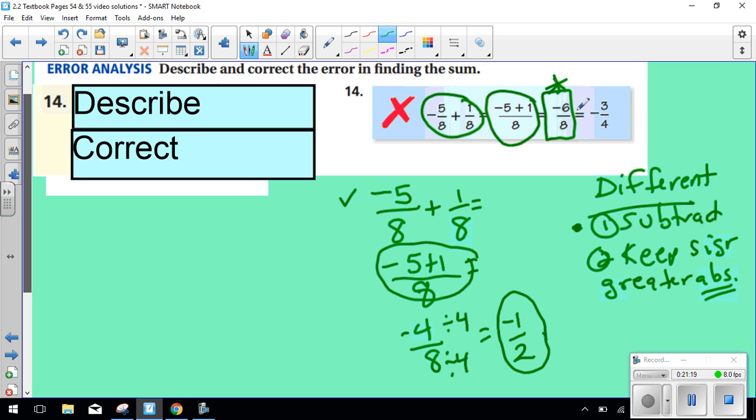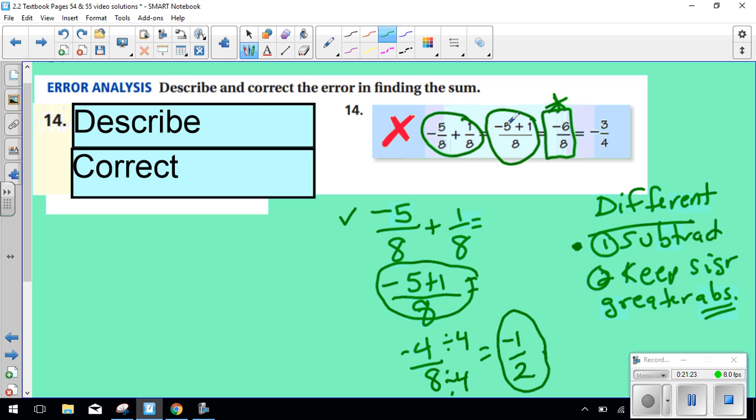So how do you describe this? Well, this student added -5 plus 1, but they should have subtracted because the signs are different. And we should get -4/8 because -5 has a greater absolute value than 1.